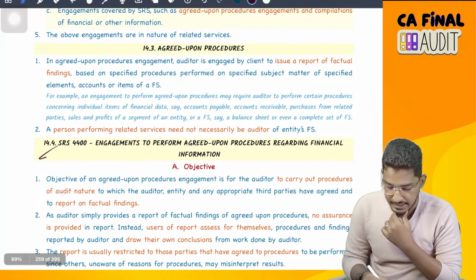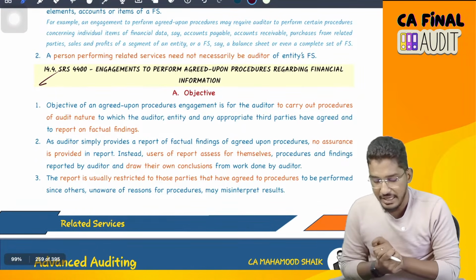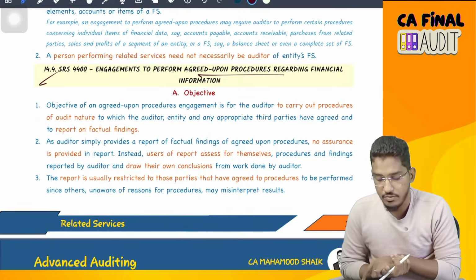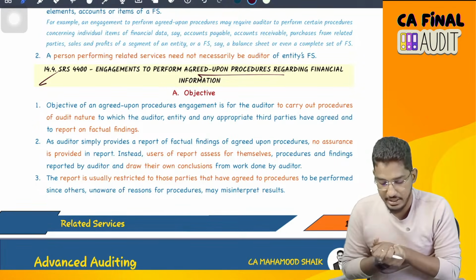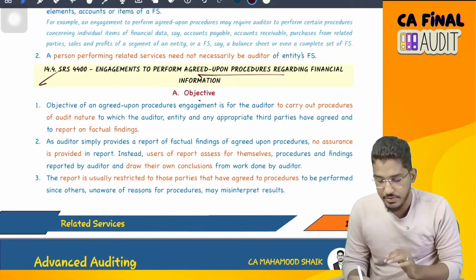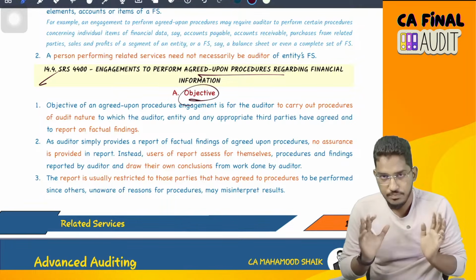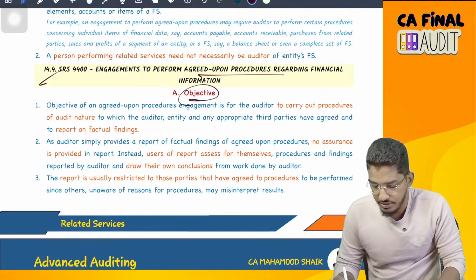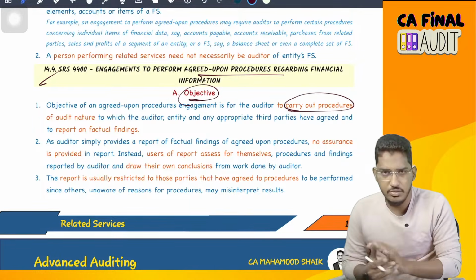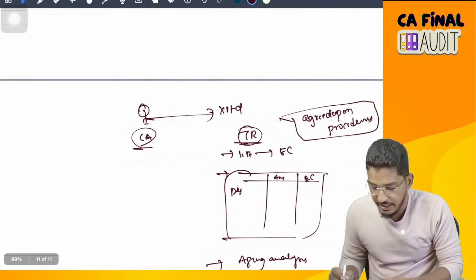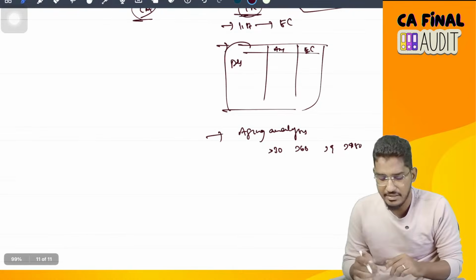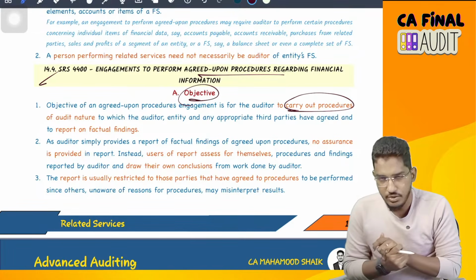First we will address SRS 4400. So if a client is approaching you, asking you to do some agreed upon procedures, what you are supposed to do, how you are supposed to do the engagement. So now they have told the objective. Why generally will a client come to you? What is the objective of agreed upon procedures? In the case of agreed upon procedures, we carry out procedures similar to audit. Like if you look here, the client has asked us to get the external confirmation, find out the differences, do the aging analysis. Here we are doing procedures similar to audit.